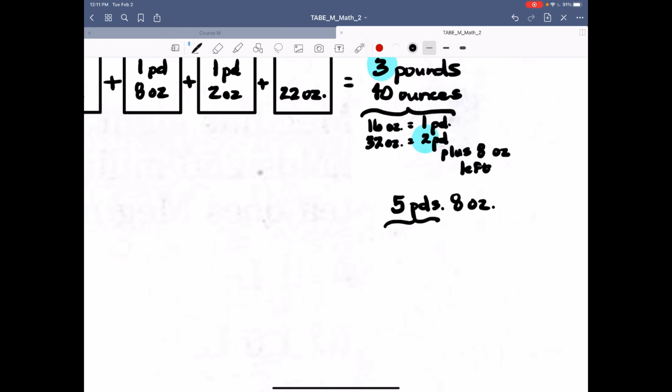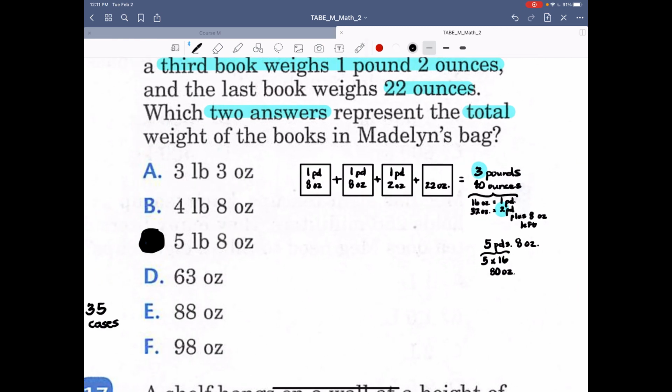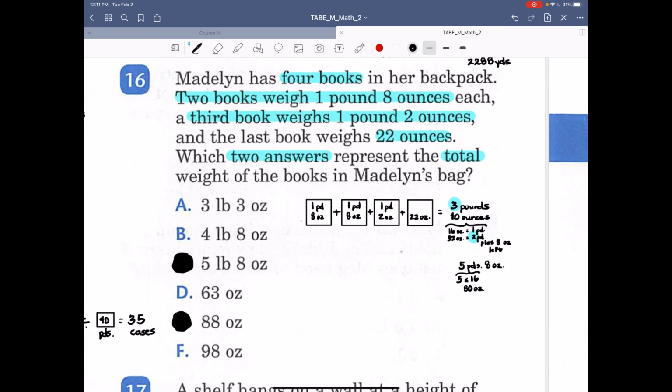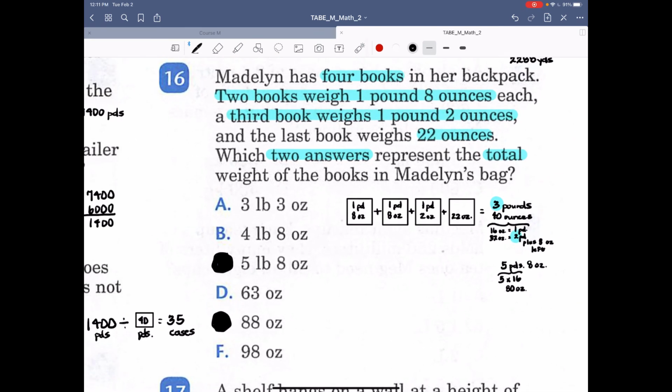So let's look here. 5 times 16. Remember, these are not fluid ounces. They are weight. That is 80 ounces. And 80 plus 8 is 88 ounces. So here are the 2 answers. C and E for number 16. They're saying exactly the same amount. It's just that one of them has pounds and one of them doesn't.